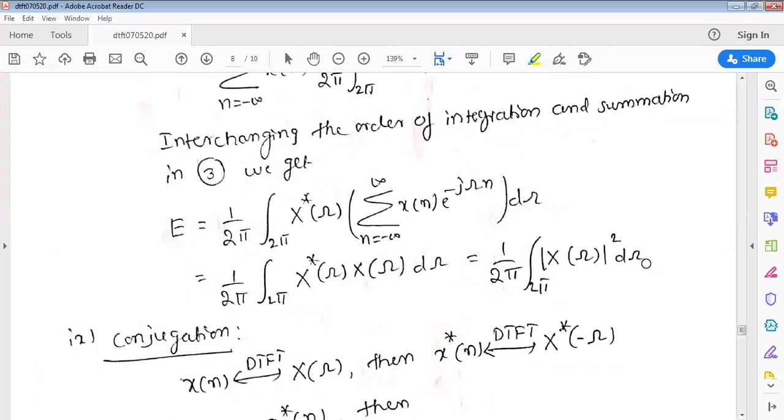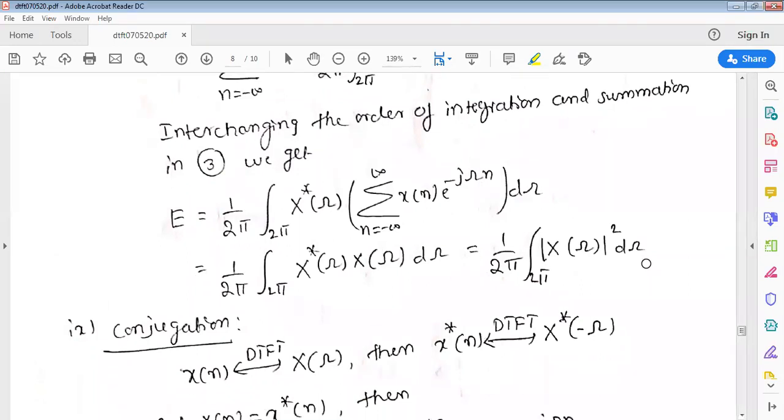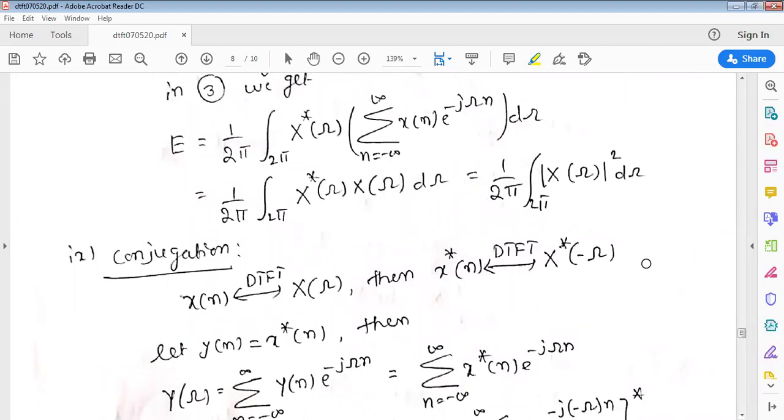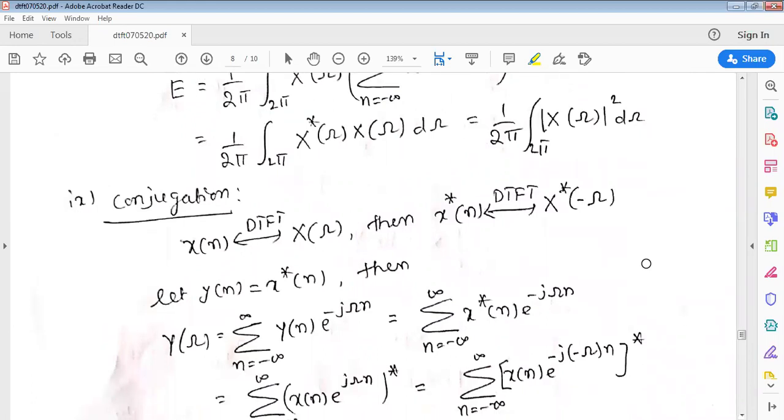No, sir. Okay. Now, look at the conjugation theorem. This will be very useful to us. If x of n translates to x of omega, then x star of n translates to x star of minus omega. So the only difference is if input becomes complex conjugate, output will also become a complex conjugate, but the only difference is omega gets replaced by minus omega.